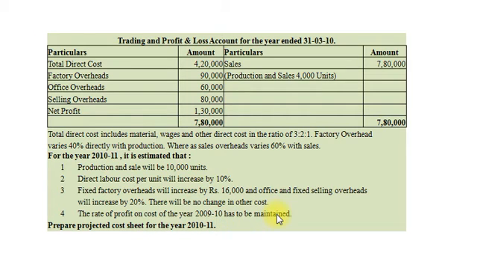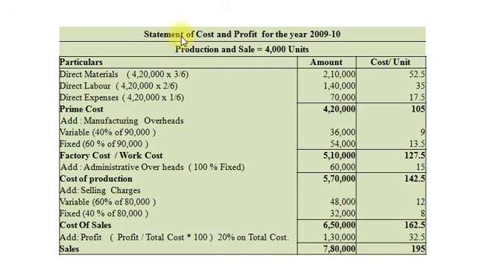So with the help of this information, first of all we will prepare actual cost statement for the year 2009-10, and then we will prepare projected cost sheet for the year 2010-11. Student, here is the statement of cost and profit for the year 2009-10. Our production and sale is 4000 units, and our statement will be particulars, amount and cost per unit.